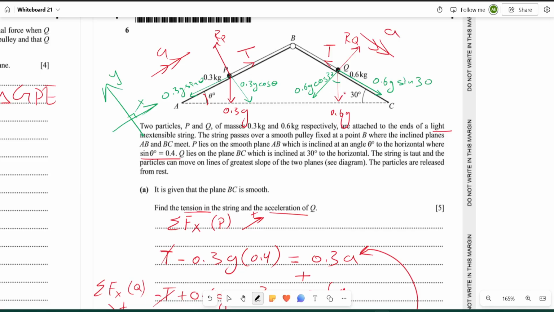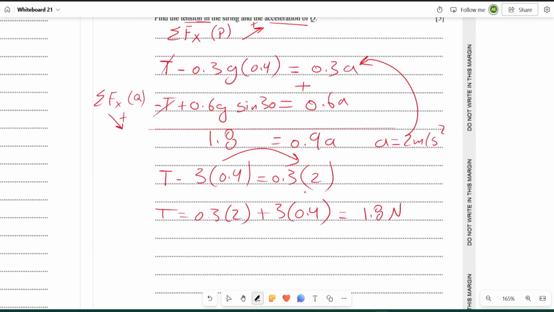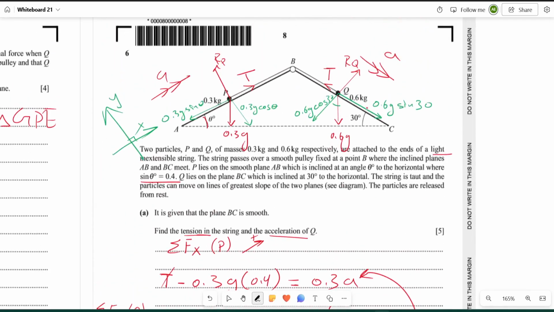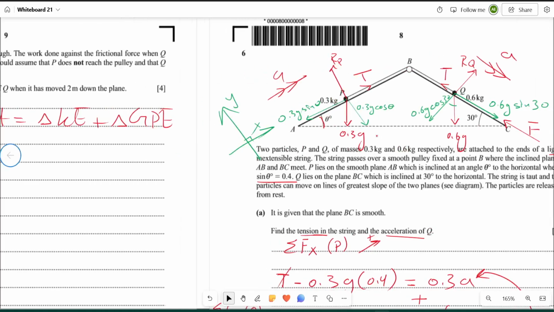So we drew the weight, 0.6 g, we drew the normal, we drew the tension. Tension is now different. You cannot take the same tension from before. When anything changes, everything changes. Acceleration is also different. We resolved the weights. There is one more force, the friction force. Q is moving down, so the friction force is going to be maximum and is going to be up.